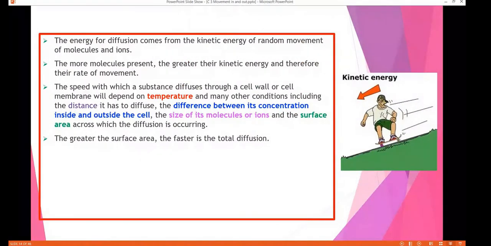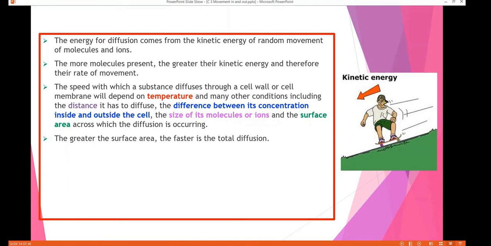Also, if you're talking about the energy involved, the energy for diffusion comes from the kinetic energy of random movement of molecules and ions. So basically, as we studied in the particle theory, because of the movement of the molecules in liquids or gases, the kinetic energy which is produced is used up in osmosis and diffusion. Otherwise, we don't need any other energy from the cell. We don't use ATP or the energy produced during photosynthesis for these processes to take place.